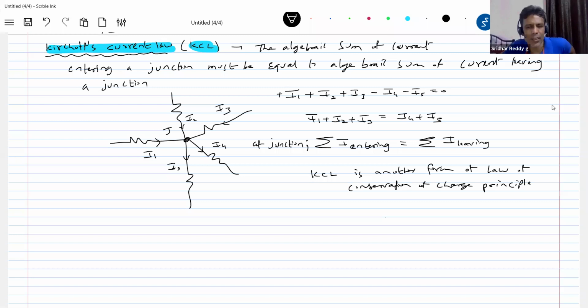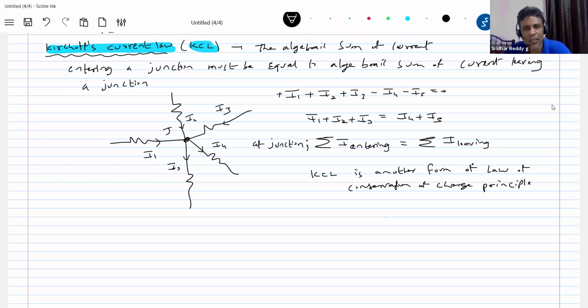What do we mean by current? The amount of charge entering per second at a junction should be equal to the amount of charge per second leaving a junction. Then only the charge will be conserved. Otherwise, at a junction, charge will be created or destroyed. So KCL is just the law of conservation of charge put in the form of electrical currents.